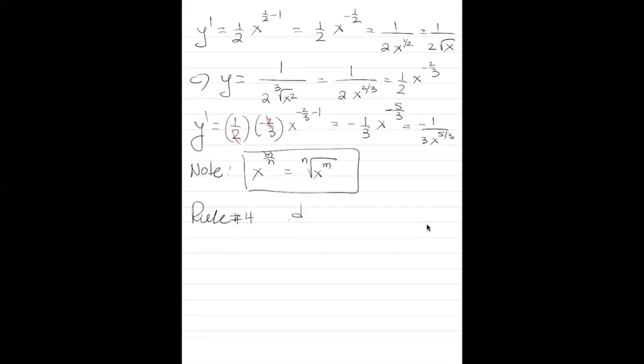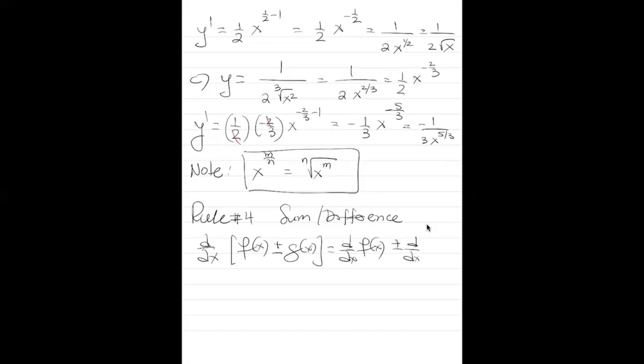If I have a derivative of a sum or difference of two functions, I need more room here, so I'm going to write this again. This rule is called sum difference. In other words, if I have the derivative of f of x plus or minus g of x, that's the derivative of f plus or minus the derivative of g.